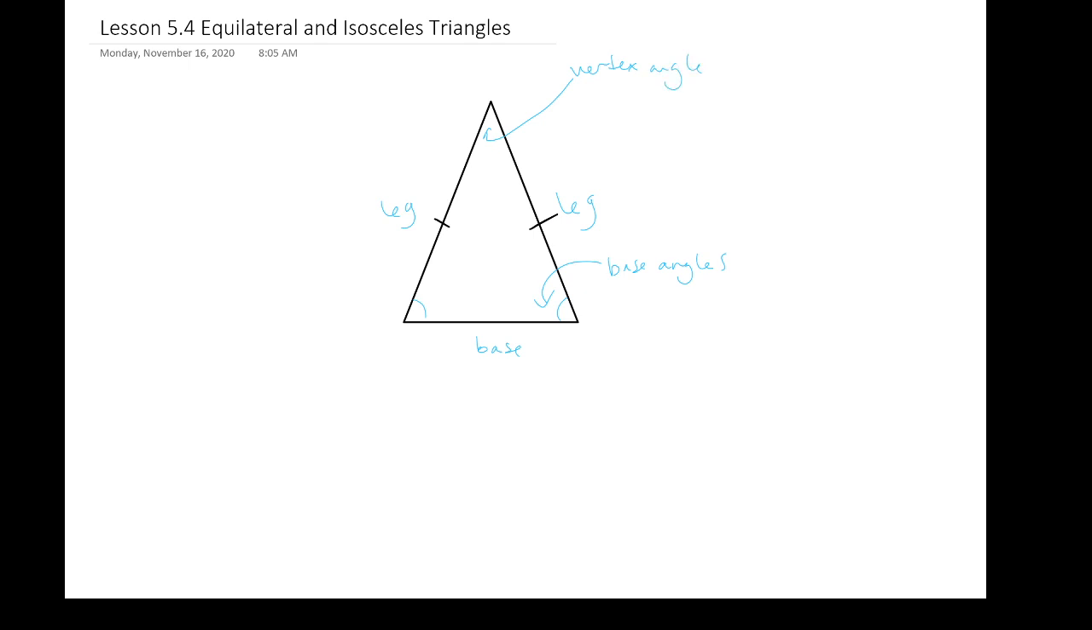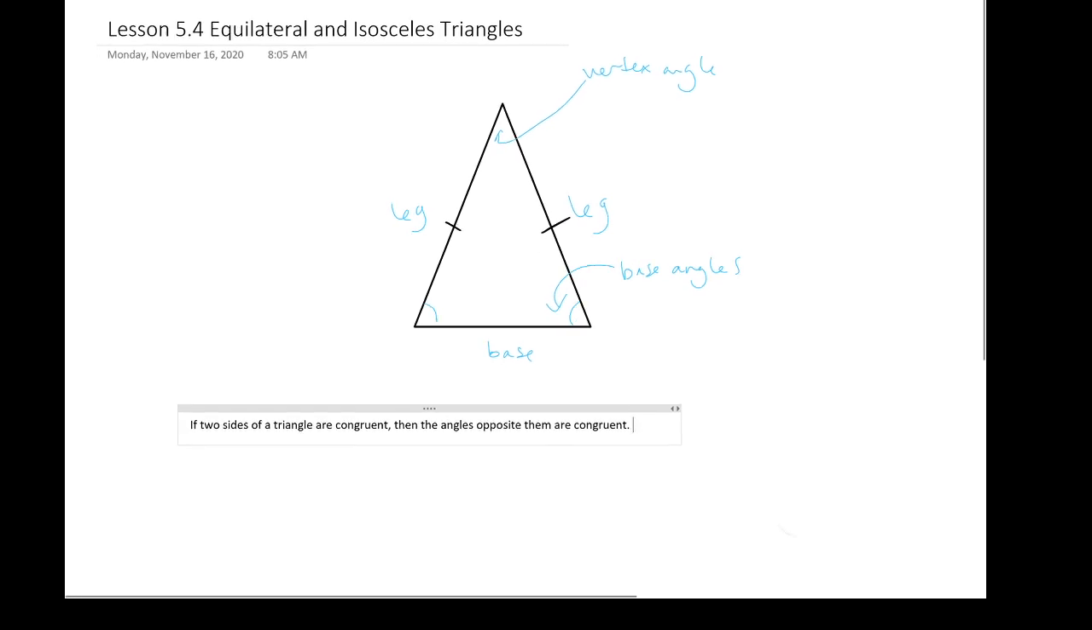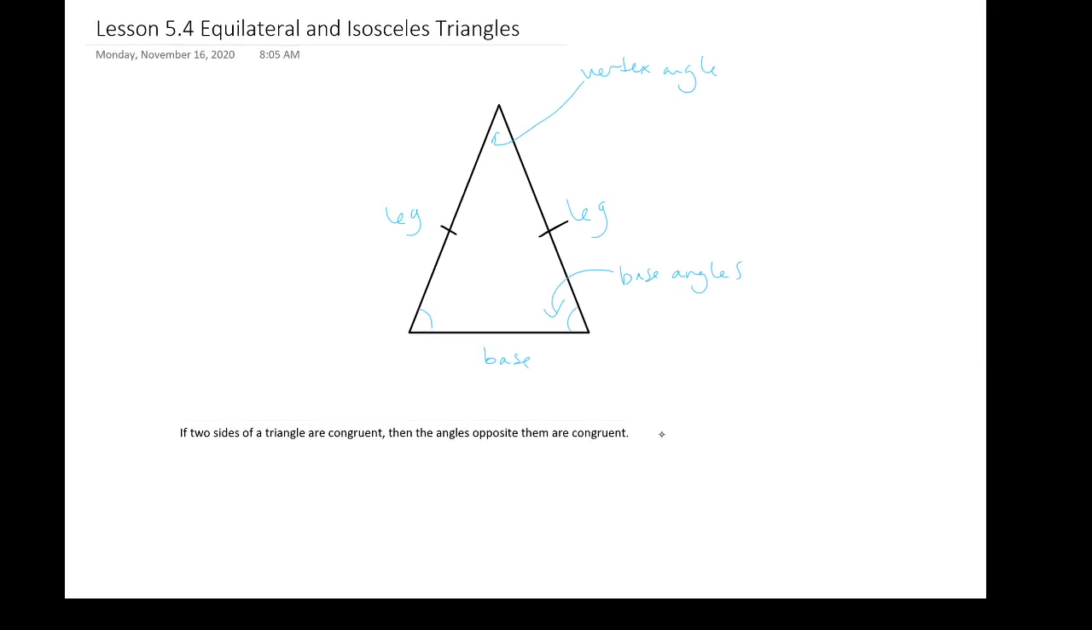The base angles we are going to discuss, because in the case of isosceles triangles, if two sides of a triangle are congruent, then the angles opposite them are congruent. In this case, these base angles are opposite the legs. For each leg, there's only one angle opposite it, and that angle has to be congruent. Conversely, it's also true: if the angles are congruent, then the sides opposite them will be congruent.